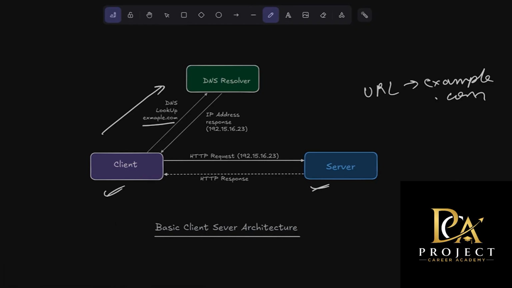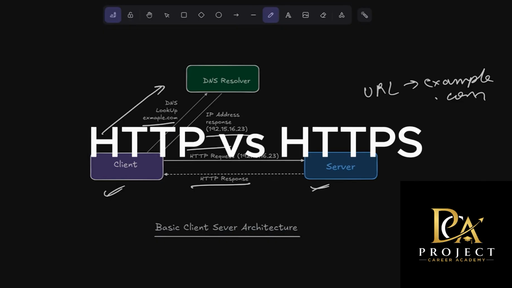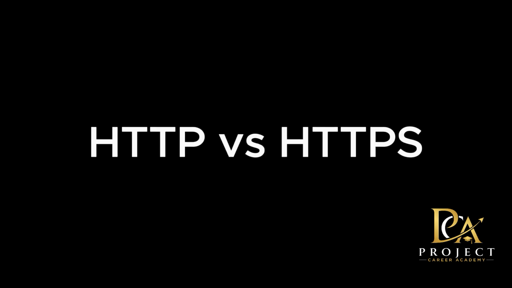Now that the client knows the server's IP address, it can establish a TCP connection. So the communication flow looks like this. The client sends a TCP connection over to the server. It sends a request, and the server processes the request and sends back a response. This request and response pattern forms the foundation of almost every internet application.